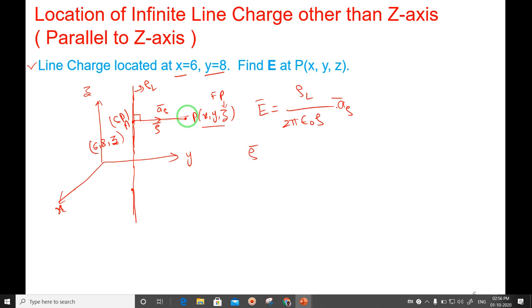Magnitude is source point to field point. The vector rho is equal to, find out the distance: x minus 6 into ax, then y minus 8 into ay.